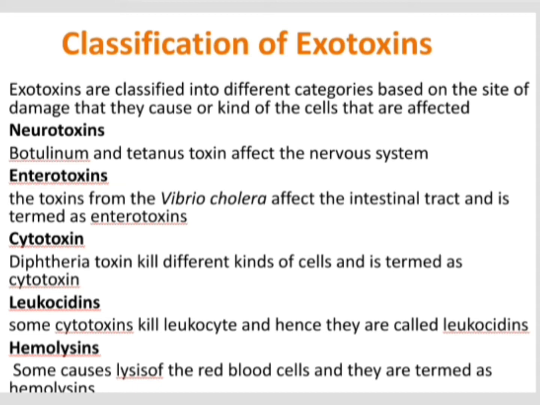So, classification of exotoxins is based on the site of damage that the exotoxins cause or the kind of cells that they affect. Neurotoxin affects the central nervous system. Enterotoxin affects the intestine. Cytotoxin affects different kinds of cells. Leucocidins affect leukocytes, and hemolysin affects RBC.